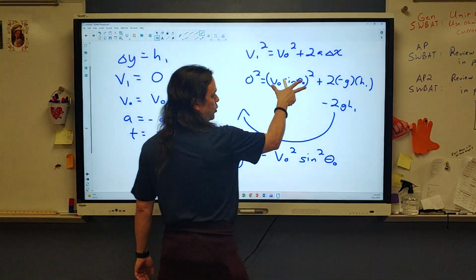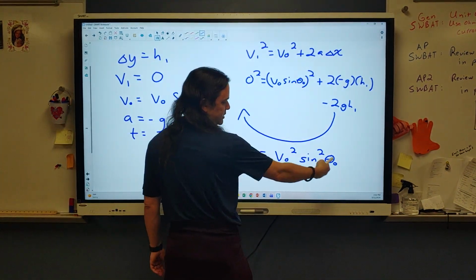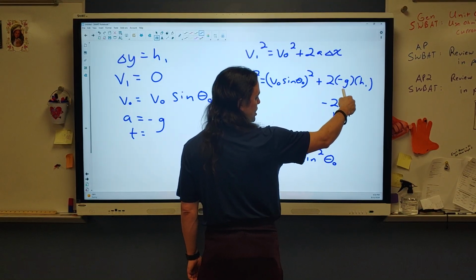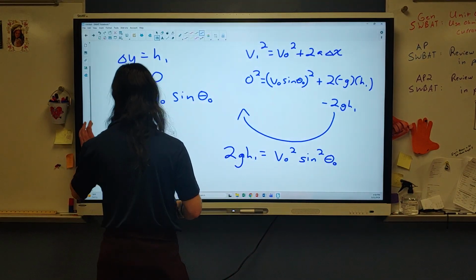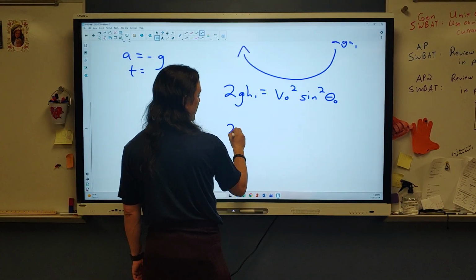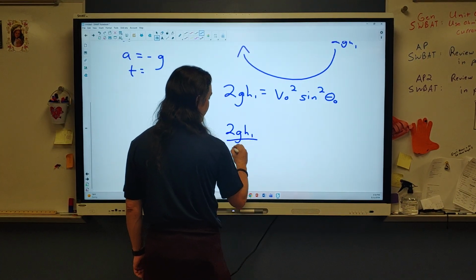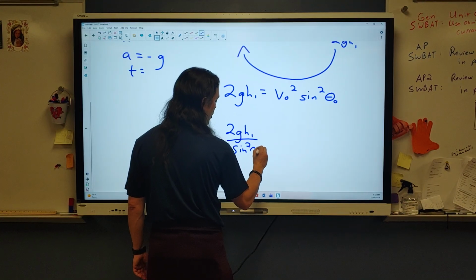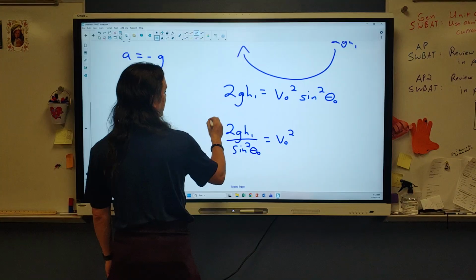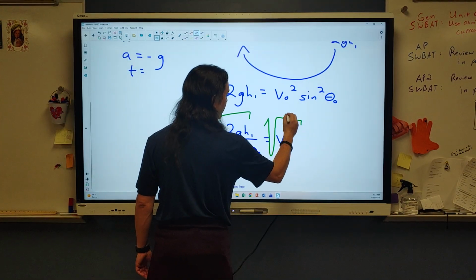But this is 0 equals, I'm distributing the squareds, that basically turns into this. And then all these multiplied out would be negative 2gh1. I add that over to the other side. I want v naught, so I'm going to divide both sides by sine squared. So I end up with 2gh1 divided by sine squared theta naught equals v naught squared. And my last step would be to take a square root to get rid of the squared.